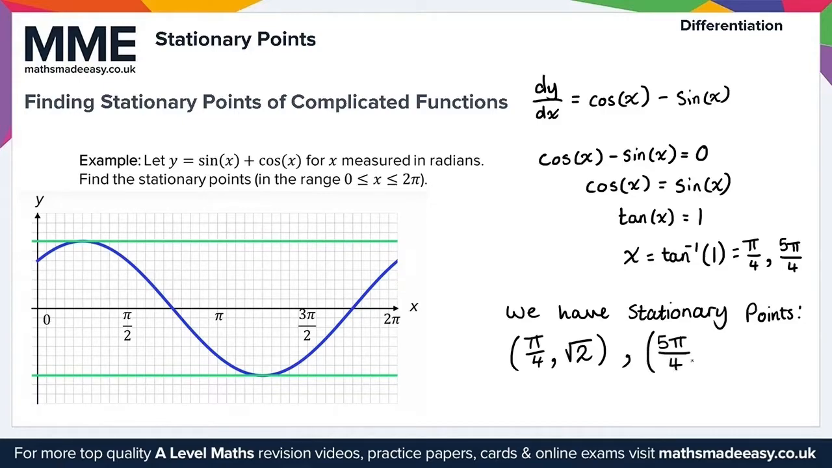and if we substitute 5 pi over 4 into this equation, sine of 5 pi over 4 plus cos of 5 pi over 4 gives us minus root 2. So that gives us our solution to that example, and that gives us everything we need for finding stationary points of complicated functions.